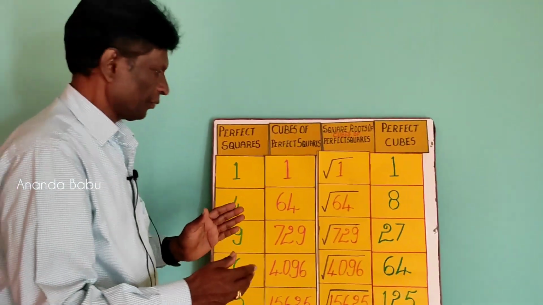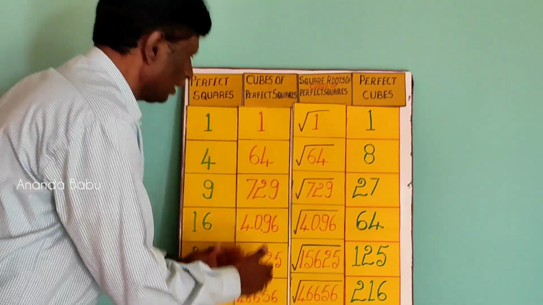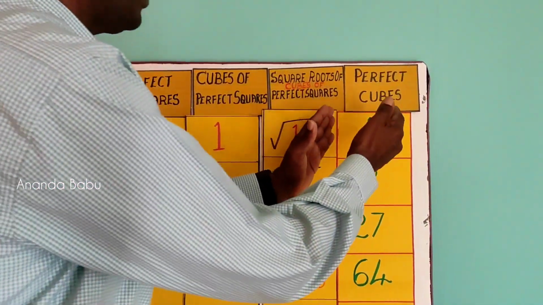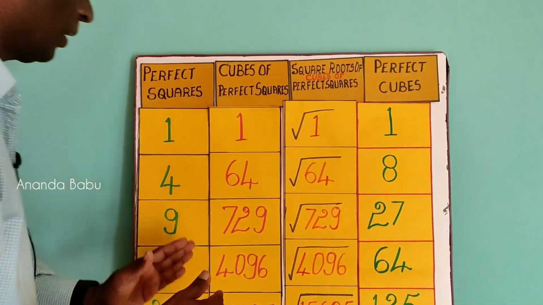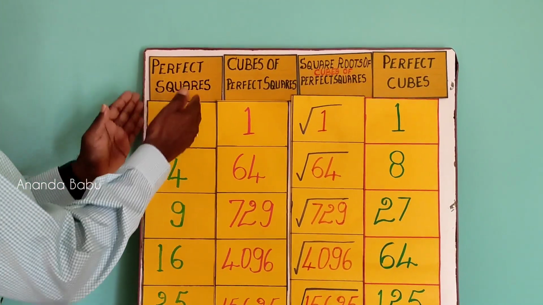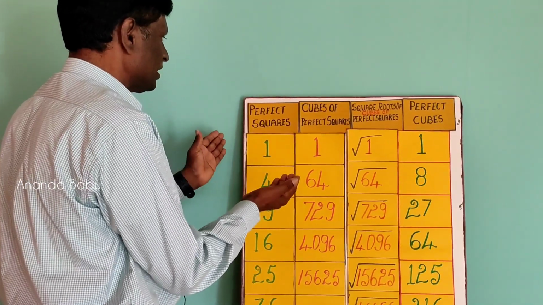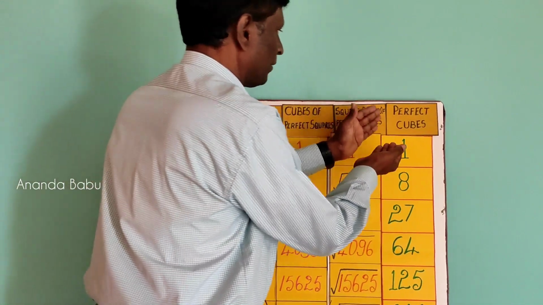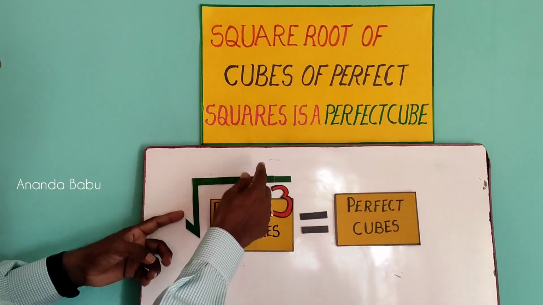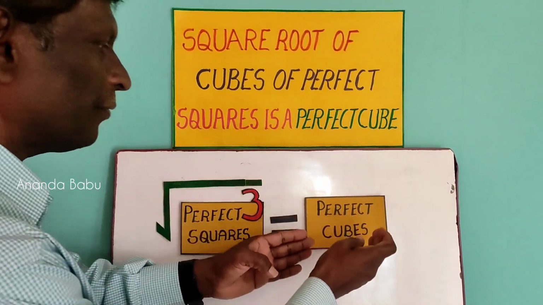See the beauty. These are cubes of perfect squares. If you find square root of these numbers, we will get perfect cubes. If you find cube roots of these numbers, we will get perfect squares. This is the beauty, the relationship between perfect squares and perfect cubes. So, we can conclude that square root of cubes of perfect squares is perfect cubes.